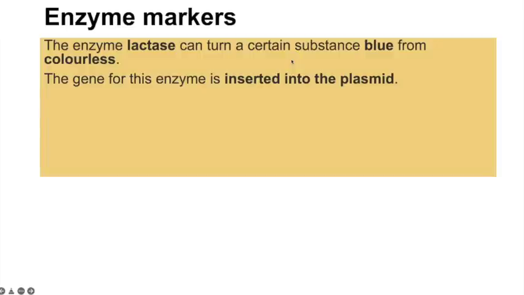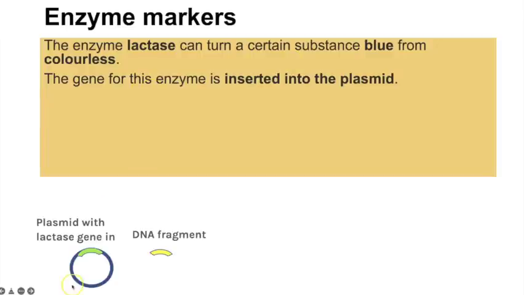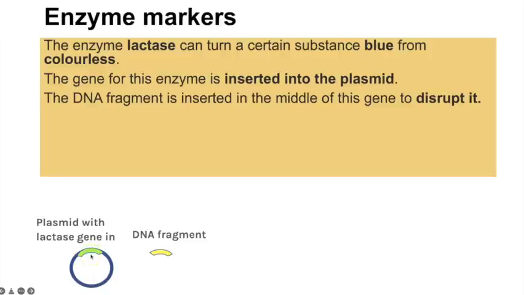The last one was enzyme markers, and the enzyme lactase is often used because it can turn a certain substance blue to colourless. So the gene for this enzyme is inserted into the plasmid. Again, it's inserted deliberately in the middle of the gene for that enzyme to disrupt it.